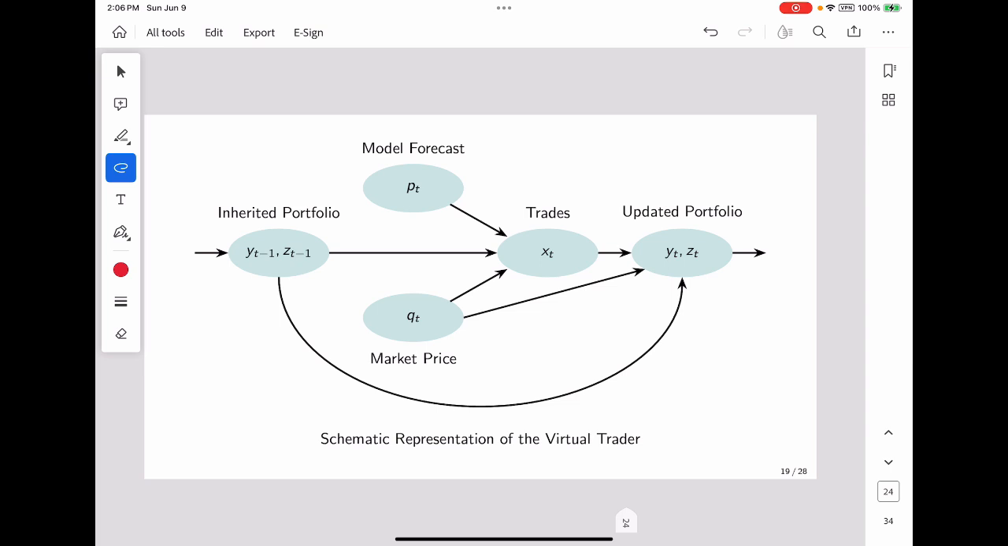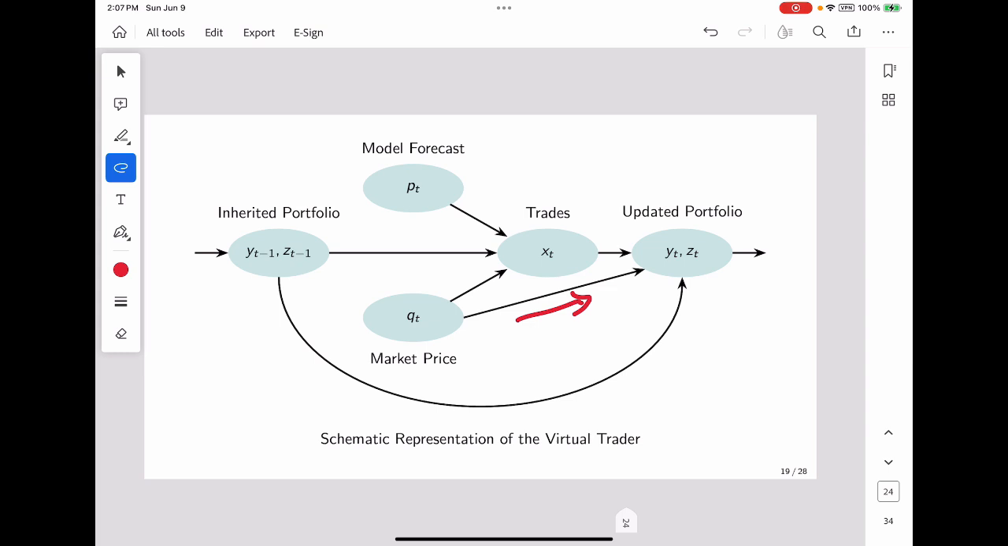So ZT, the new contracts, is going to be equal to your old contracts, ZT minus 1, plus XT. And YT is going to be your old cash position minus anything you pay to acquire the new contracts. And that payment will depend, of course, on the market price. And that's why you have an arrow this way. The market price is actually going to affect how your updated portfolio is determined based on your trades.